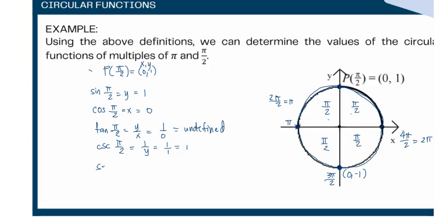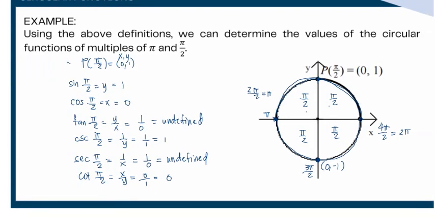And then secant pi over 2 is going to be 1 divided by x, which is just 1 divided by 0, which is undefined. And then our cotangent pi over 2 is going to be x divided by y, which is 0 divided by 1, which is 0. As you can see, we could actually find the values using that one.